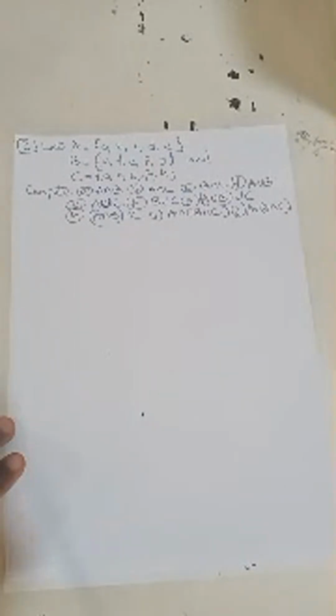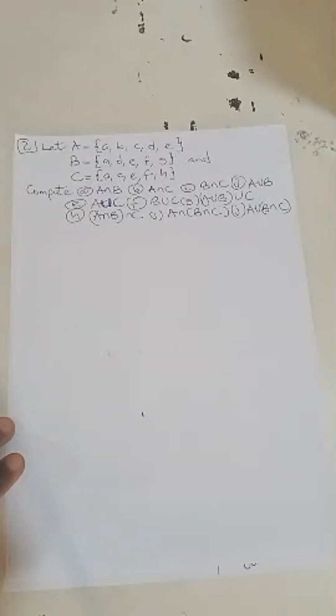So that's that on question 1. Let's quickly go to question 2. In this question 2, we have let A be the set of A, comma B, comma C, comma D, comma E. We have B, the set of A, D, E, F, and G. And we have C, A, comma C, comma E, comma F, and comma H. So we have to find the first one, A intersects B. The second one, A intersects C. The third one, A intersects B intersects C.